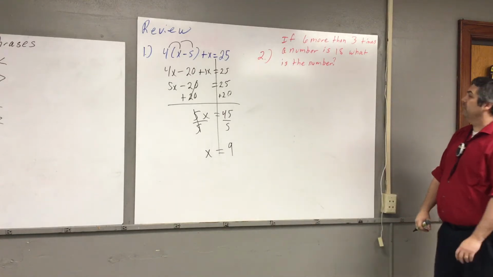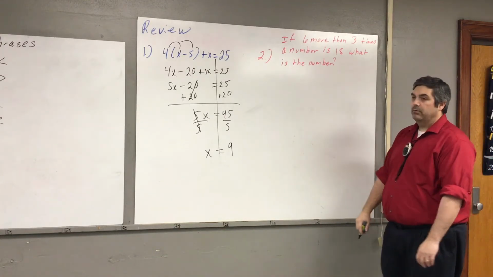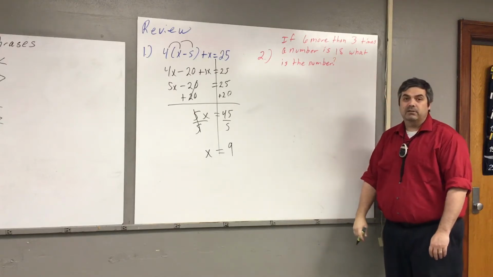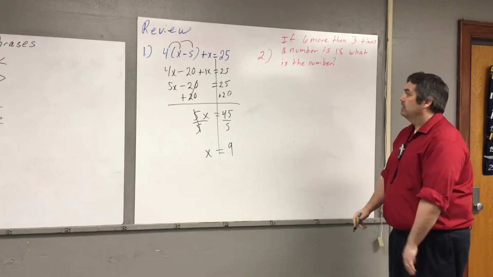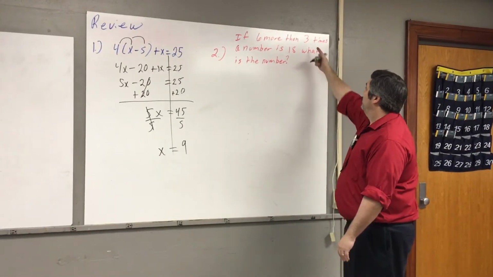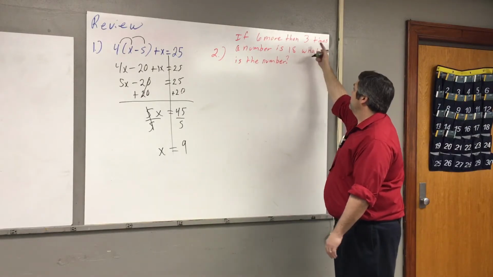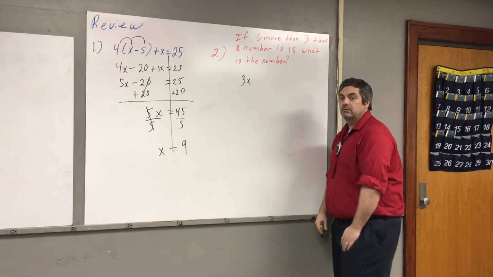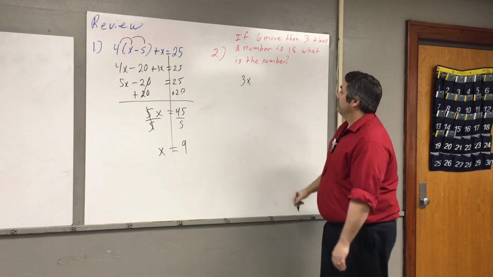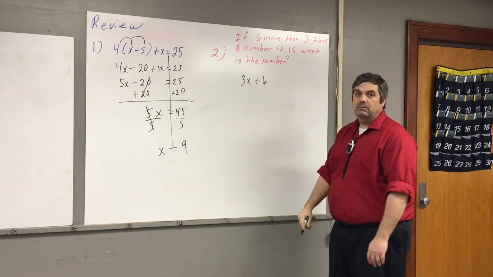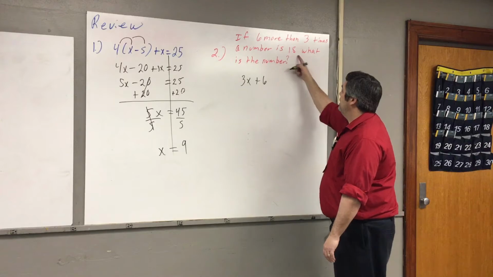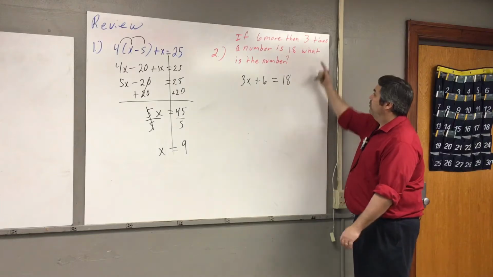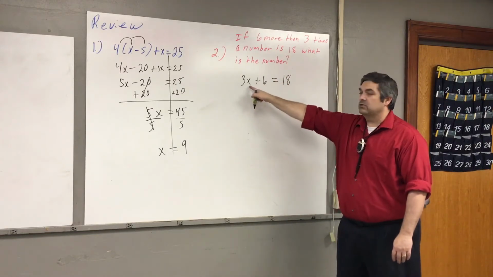If 6 more than 3 times a number is 18, what is the number? So we're looking for the number. But we got to set it up because they didn't set it up for us. So we got to read it. We got to understand what these words mean. So 6 more than 3 times a number. We know we're multiplying 3 times a number. So 3x. 3 times x. That makes sense. And 6 more than that number, well, you're going to be adding 6. Is 18. So we got equals 18. What is the number? Now we got to solve for x.